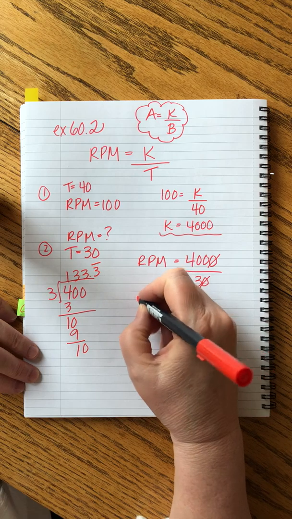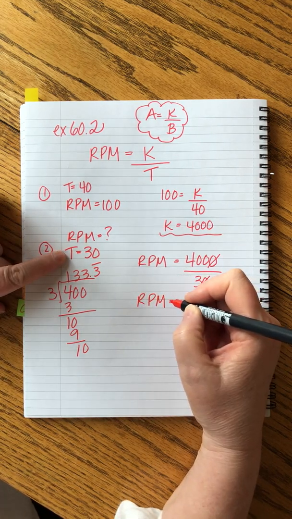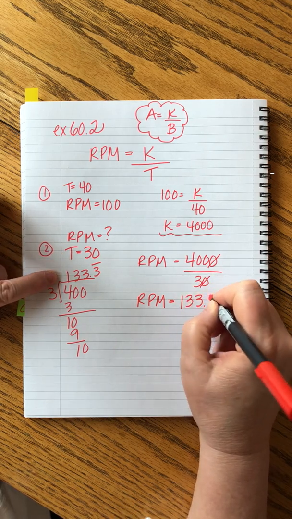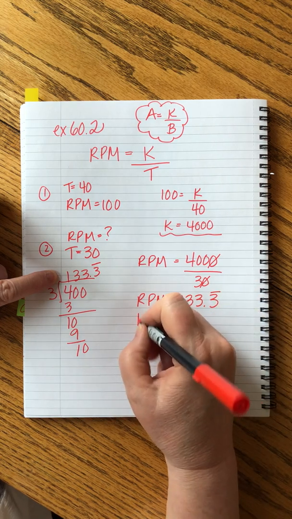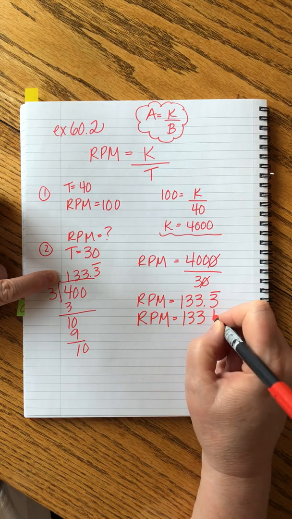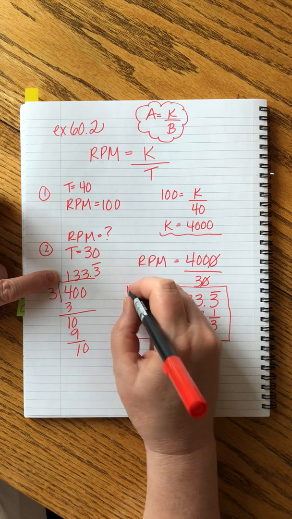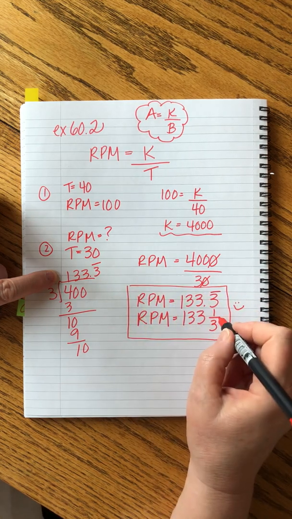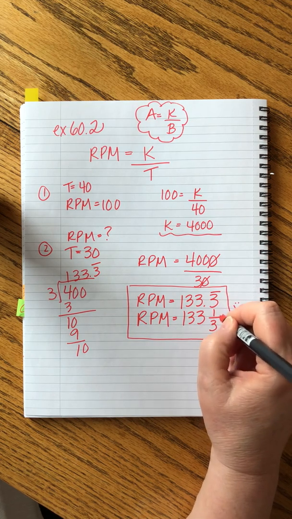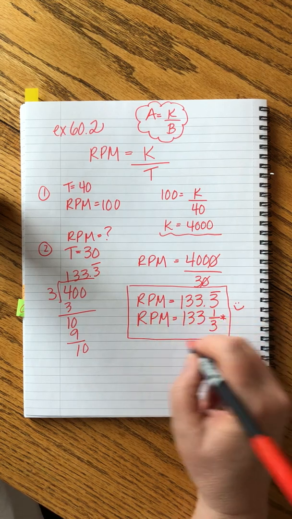So, the revolutions per minute that we will get with 30 teeth in this gear is 133.3 repeating, or you could change it into a fraction form. Either of these is a perfectly fine way to write this answer. I guess repeating decimals are a little middle school. I guess I would lean toward the fraction, but I would certainly give full marks for that. And the RPM equals that. Yes, that's the right answer.